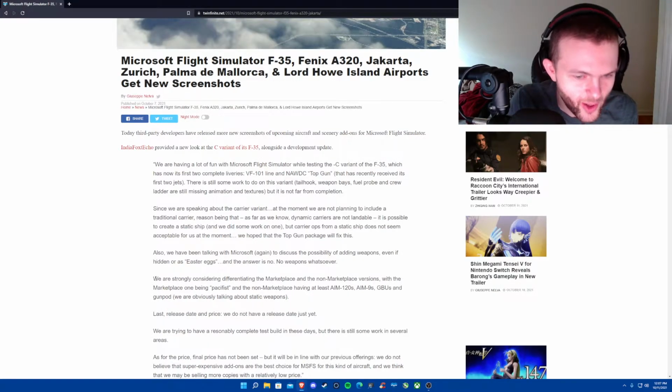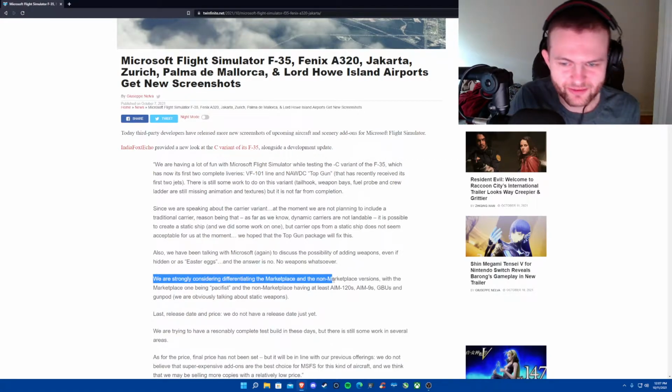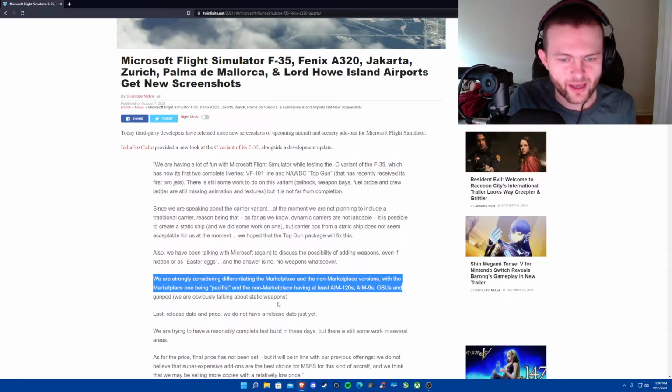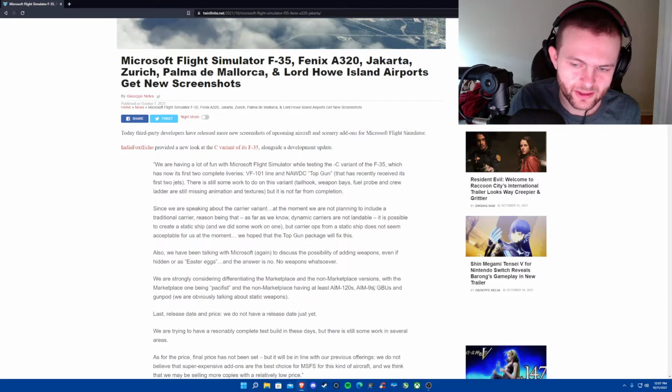And he says, "We strongly consider differentiating the marketplace version from a non-marketplace version, with the non-marketplace version having at least AIM-120s or AIM-9s." Basically, guided missiles and gun pods. Obviously, I'm talking about the static weapons. Next, the release date and price.